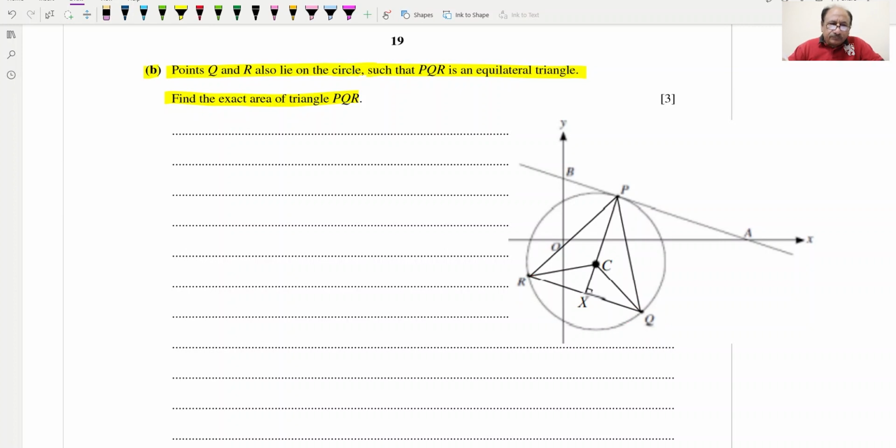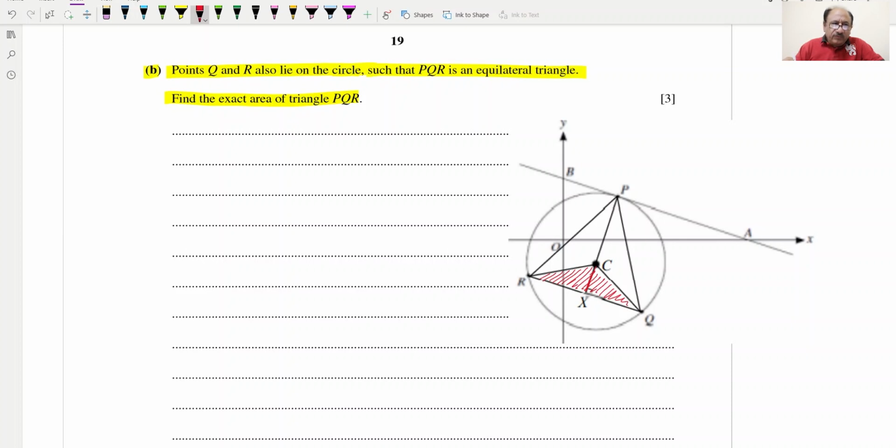So these R and Q are the additional points which we have marked. For the equilateral triangle, this is C, the central point, and what we can do is split this. Basically we require the area of this triangle, and if we find the area of this triangle, then we can find the exact area of triangle PQR. So we will be extending this.